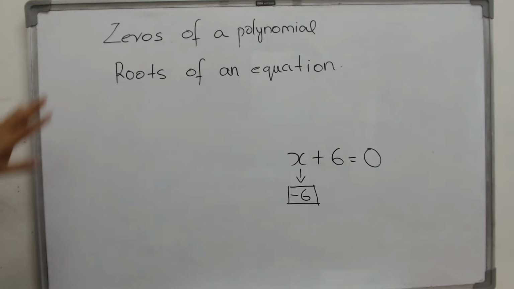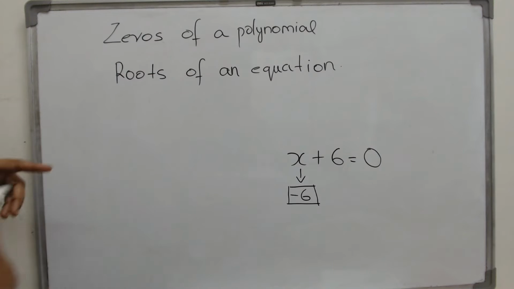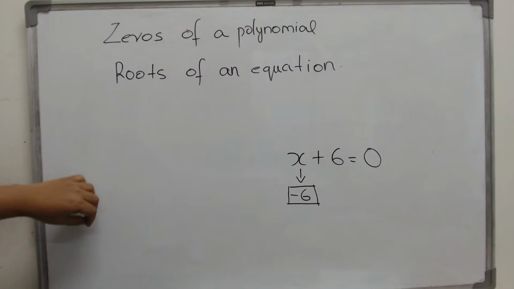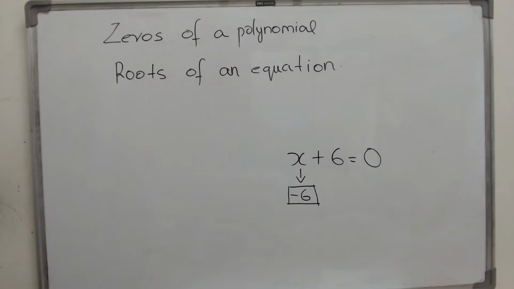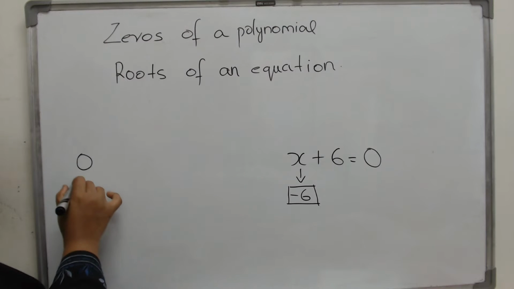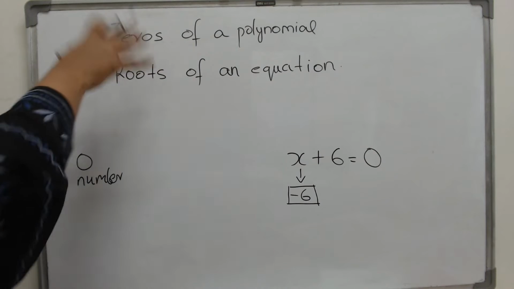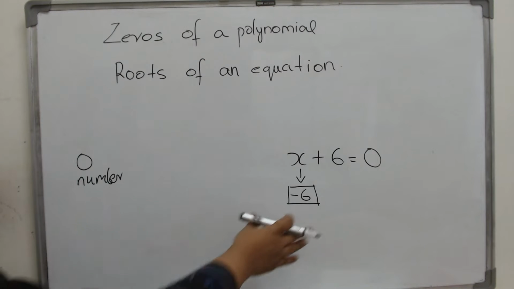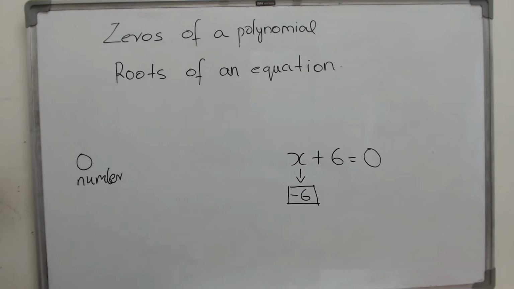Now you will often see the terms zero and roots being interchanged. They are often used in the same context. But just now we saw that it is not so. Again, the word zero, the concept zero, is often confused with the number 0. The number 0 is completely different. The zero of a polynomial is completely different. Here what do you have? You have minus 6 is the zero of a polynomial.